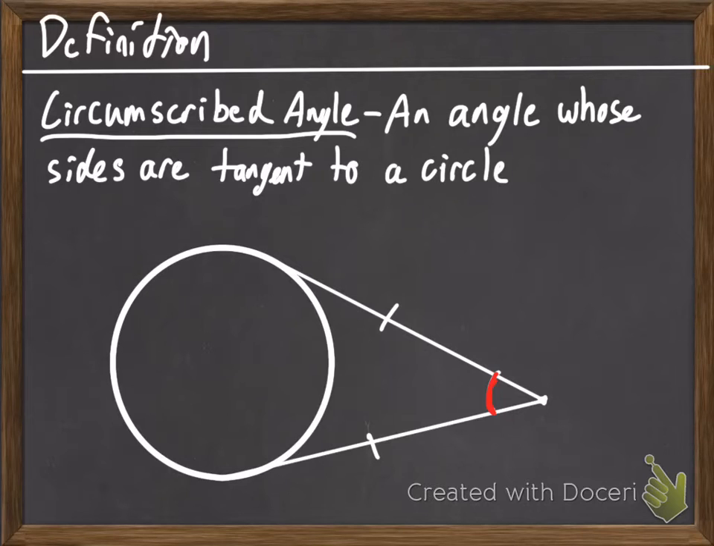A circumscribed angle is an angle whose sides are tangent to a circle. So our red angle down there is our circumscribed angle. So it's from an external point on the circle, and the sides of the angle are tangents. Here's the scary part of this lesson. This is our only definition. So, I'm not sure if that's good or bad for the future.